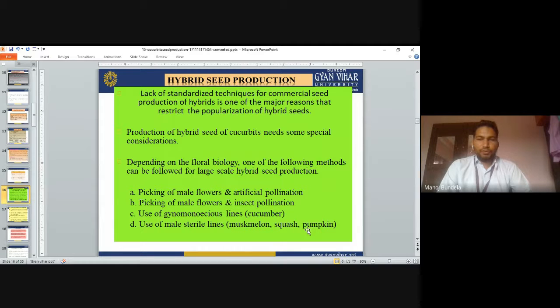Picking of male flowers and artificial pollination. Picking of male flowers and insect pollination, where the female flowers are pollinated by insects. Use of a gynoecious line in cucumber. A gynomonoecious line has female flowers and male flowers, with more female flowers. Use of a male sterile line: in muskmelon, squash and pumpkin, we use the male sterile line for seed production.